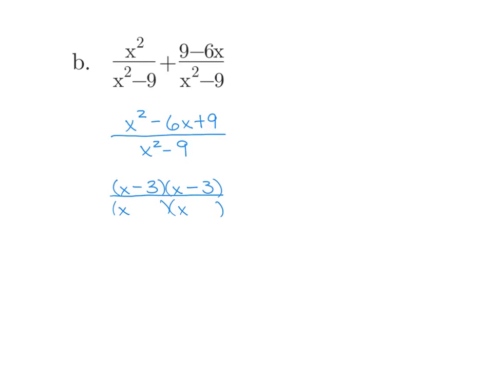Now my denominator is going to be a difference of squares. So we have x and x. Things that multiply to 9 are 3 and 3. And with difference of squares, we're going to have different signs. Finally, I want to cancel my common factors. So I can cancel an x minus 3. And my final answer is x minus 3 over x plus 3.